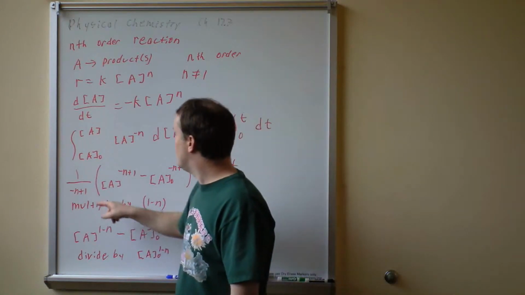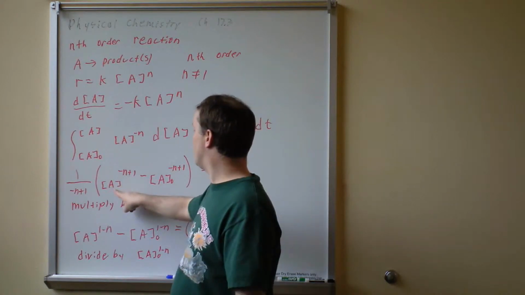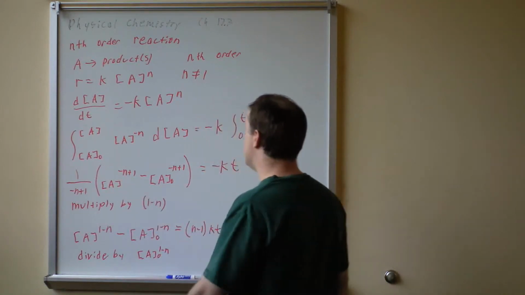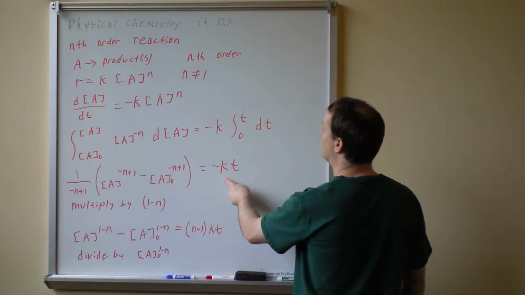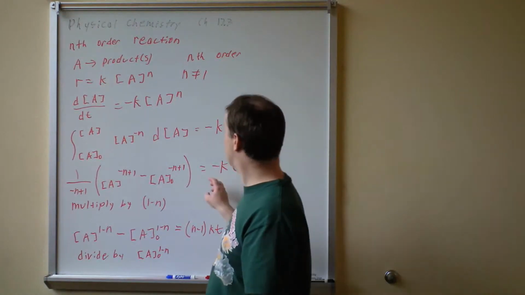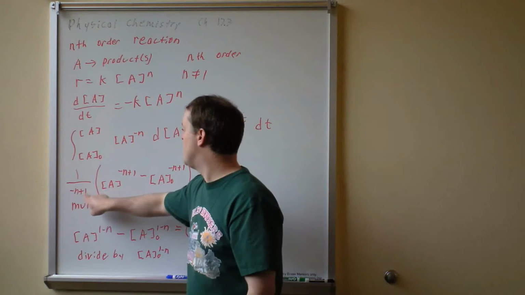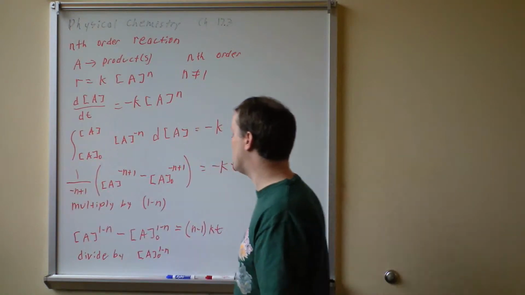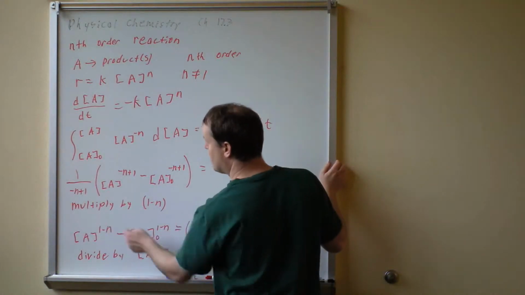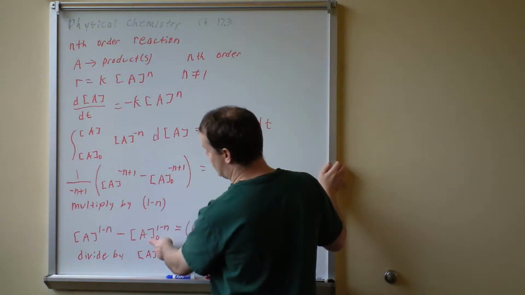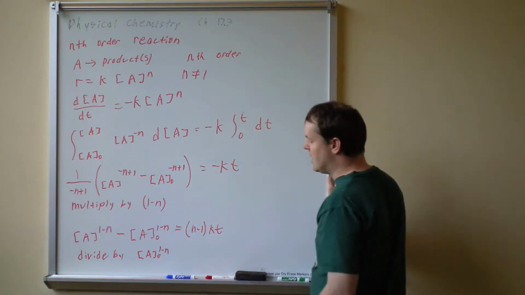So evaluating those, we get 1 over minus n plus 1 times this quantity, the concentration of A to the minus n plus 1, minus the initial concentration of A to the minus n plus 1, is equal to minus kt. If we want to simplify this, we multiply by 1 minus n, since minus n plus 1 is the same as 1 minus n, just rearranged. So that gives us the concentration of A to the 1 minus n, minus the initial concentration of A to the 1 minus n, and that's equal to n minus 1 times kt.